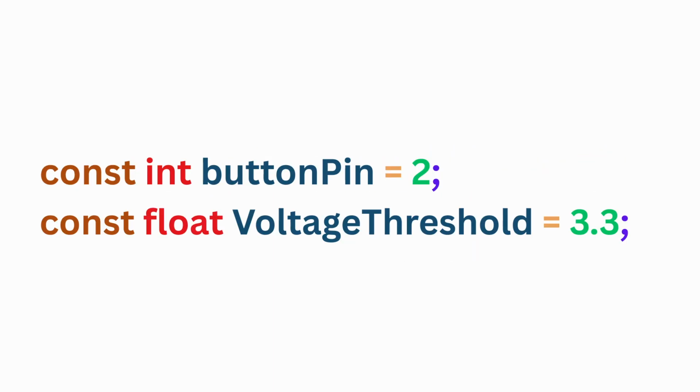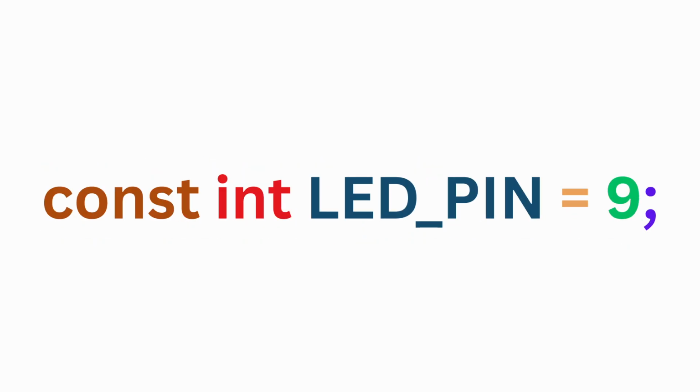You declare a constant by using the const keyword before the data type, as you can see here. You can use const with any variable type. Some people also use all caps for constant names to make them easy to spot. This is just a style preference, but it can make your code easier to read.